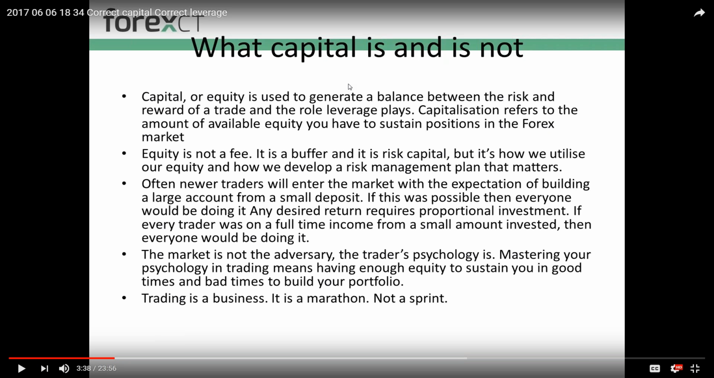So, what capital is and what it isn't. Capital or equity is used to generate a balance between the risk and the reward of a trade and the role leverage plays. Capitalization refers to the amount of available equity you have to sustain positions in the Forex market.